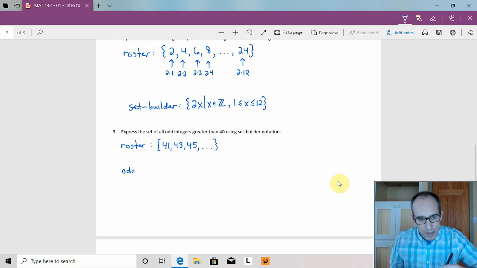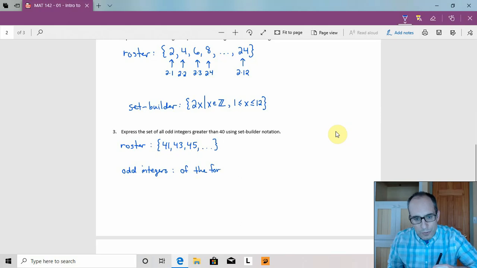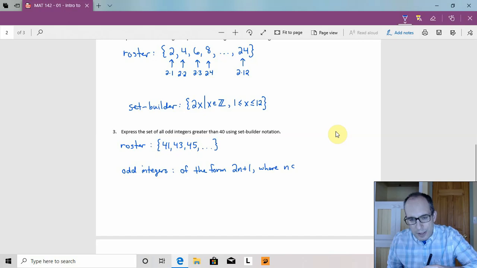So for odd, I guess really it's odd integers. I can write that a little bit better. So odd integers would be of the form, I'll use an n again this time, 2n plus 1, where n itself is going to be an element of the integers.